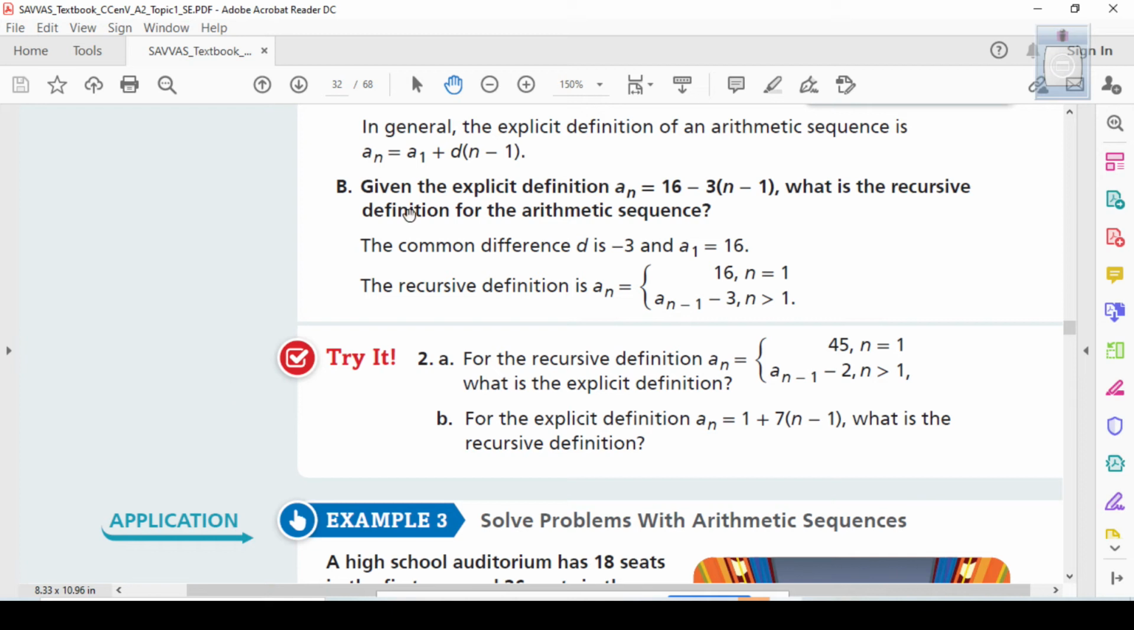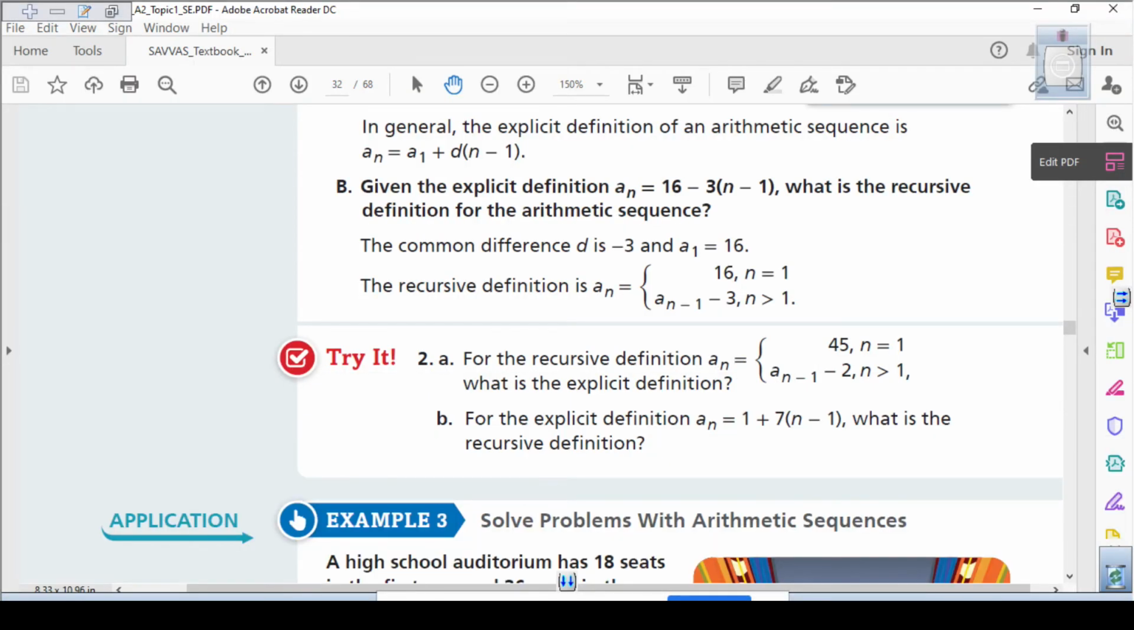It says here, for example, given this explicit definition, a sub n is 16 minus 3n, what is the recursive definition of the arithmetic series? The common difference is, well, you look at this one here. That's the definition. So see this, explicit? Keep that in mind. That doesn't change. So basically, if I were you, I'd write it on top of it: a sub n is a sub 1 plus d times n minus 1.